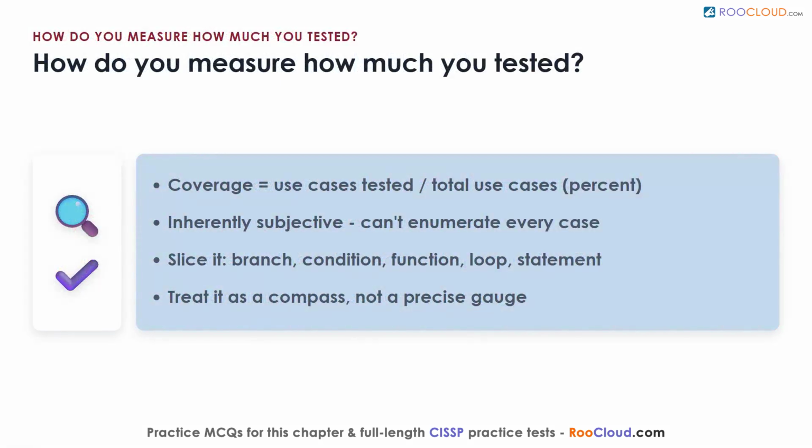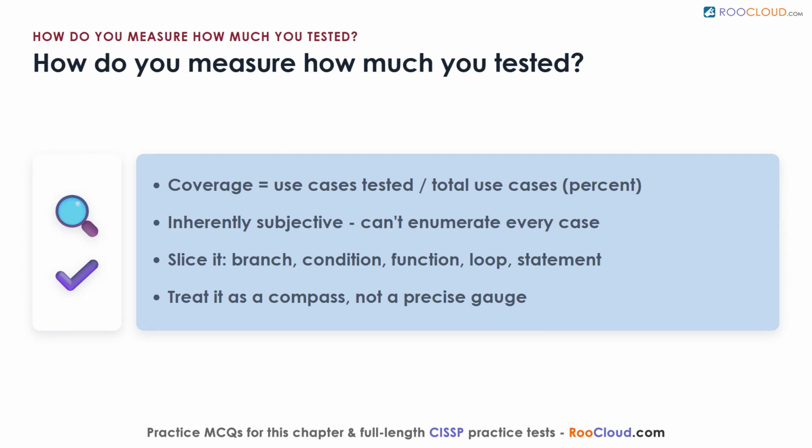How do you measure how much you have actually tested? With a test coverage analysis, you estimate coverage as the number of use cases you tested divided by the total number of use cases expressed as a percentage. The catch is honesty. Nobody can truly enumerate every use case, so the number is inherently subjective. You can slice coverage several ways. Did every branch execute? Every condition, every function, every loop, every single statement? Treat the percentage as a rough compass, not a precise gauge, and always question how it was computed.